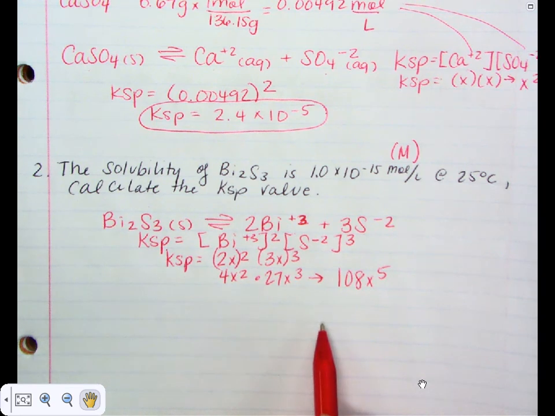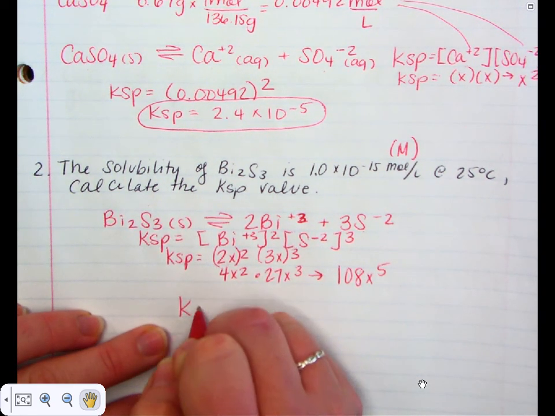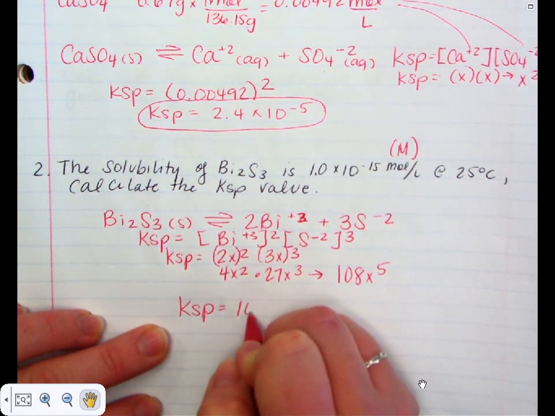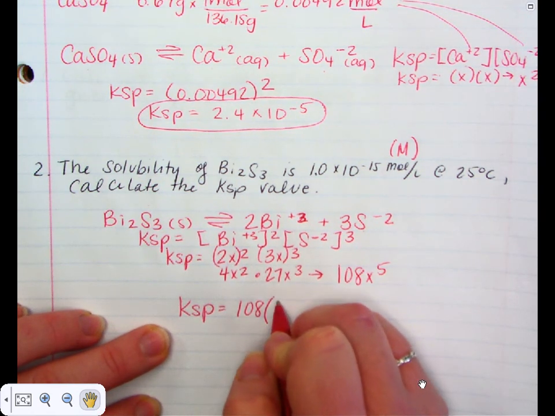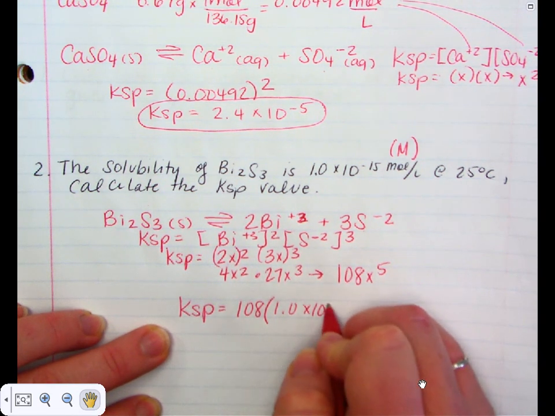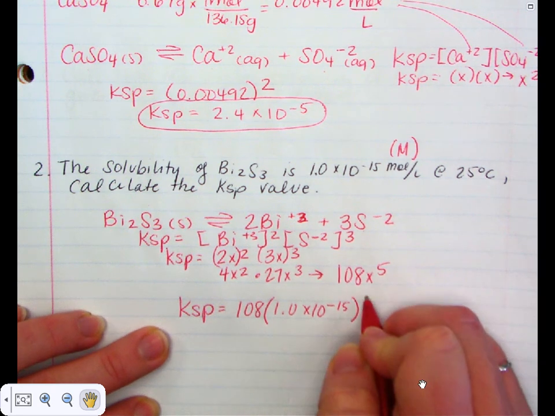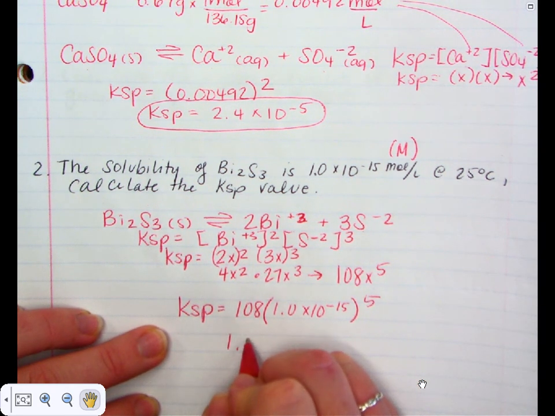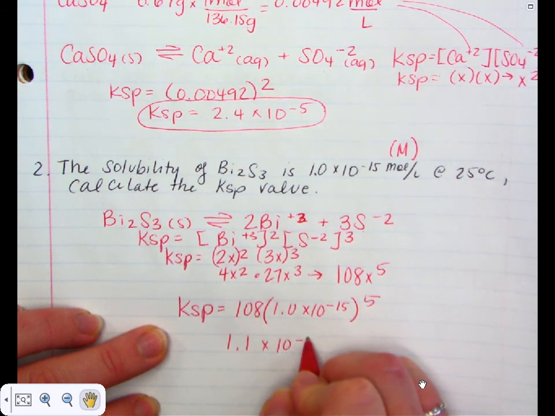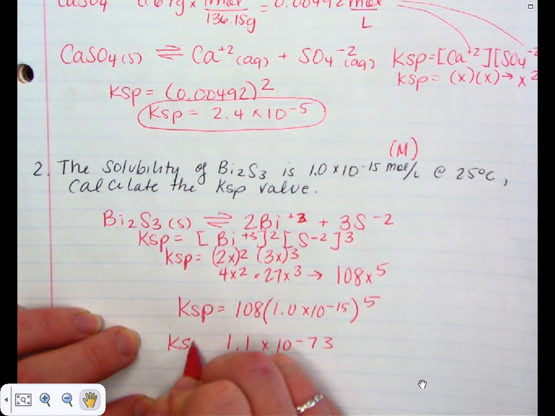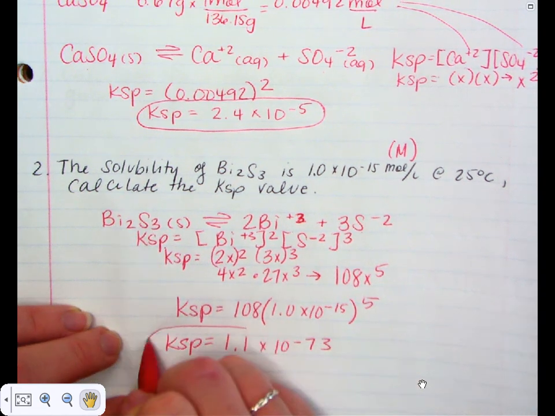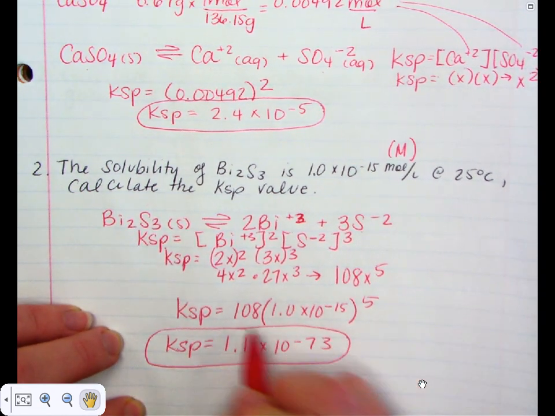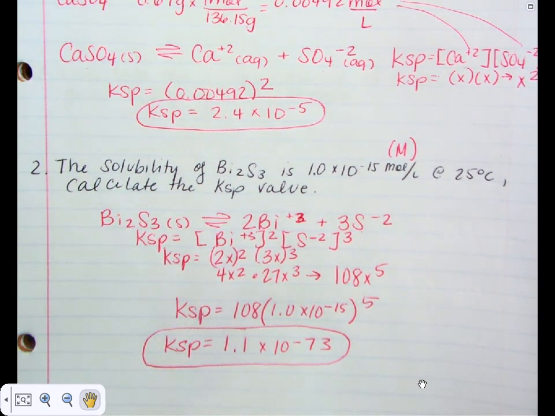Okay, so now all I got to do is plug in. So Ksp equals 108 times x, 1.0 times 10 to the minus 15 molar to the 5th, and that gets me a Ksp value of 1.1 times 10 to the minus 73. And that is a tiny, tiny number. Okay, so what does that mean?